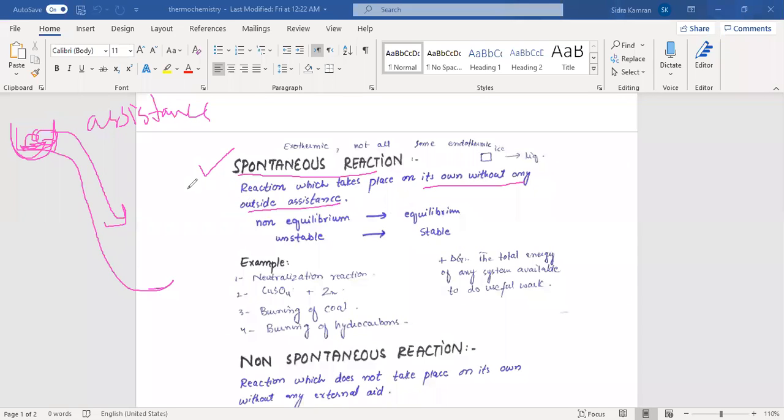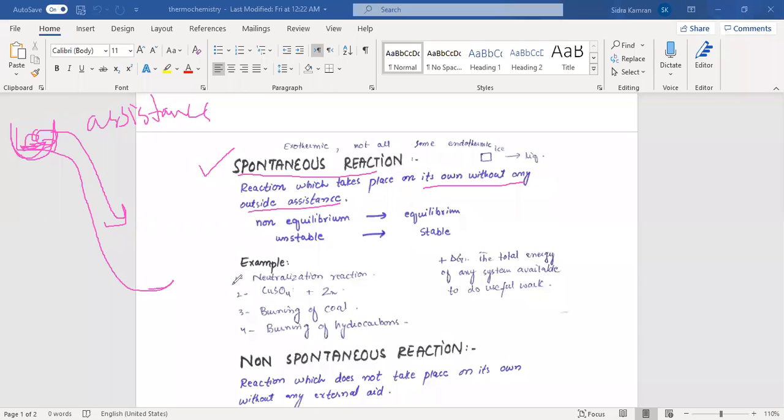Another example of a spontaneous reaction is the flow of current from high potential to low potential. No external assistance is needed. Current from higher potential moves without any help towards the lower potential.